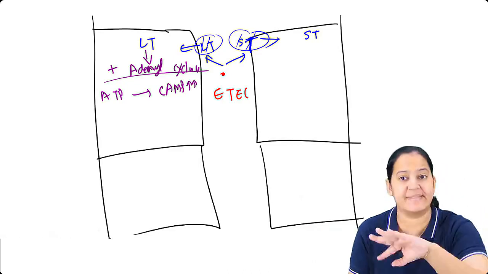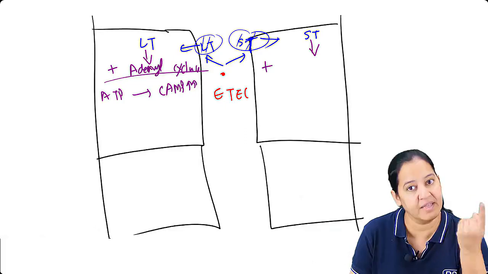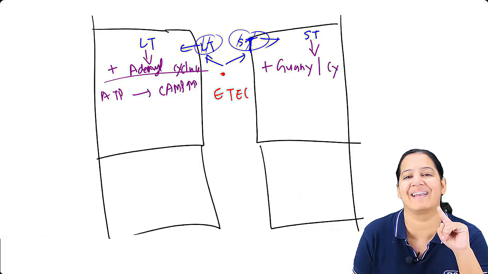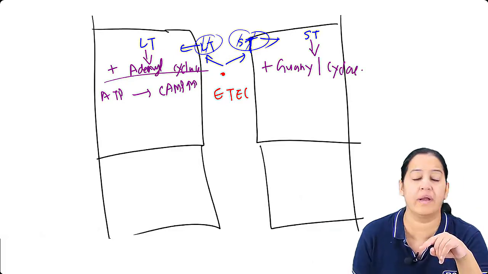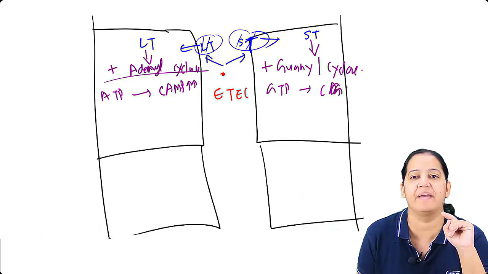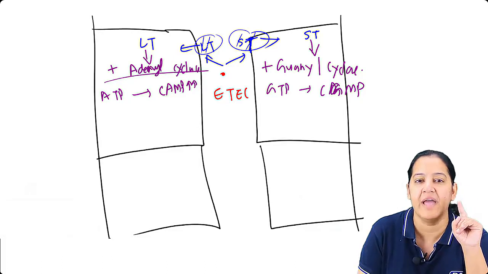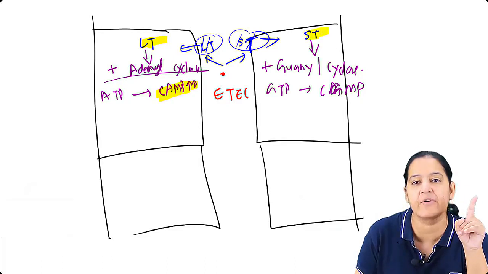Okay, what does ST do? ST will go inside. It is also stimulating an enzyme, but the name of the enzyme is guanylyl cyclase. Guanylyl cyclase. It also converts GTP to cyclic GMP. So my point is, please understand my point: LT increases cyclic AMP, and ST increases cyclic GMP.